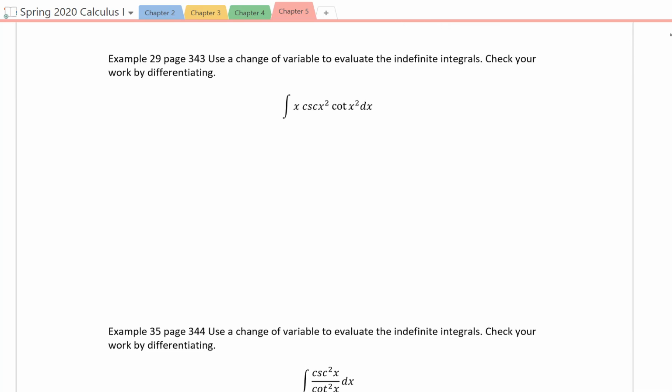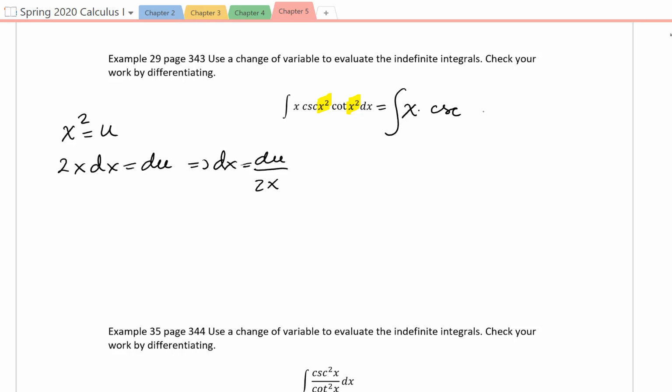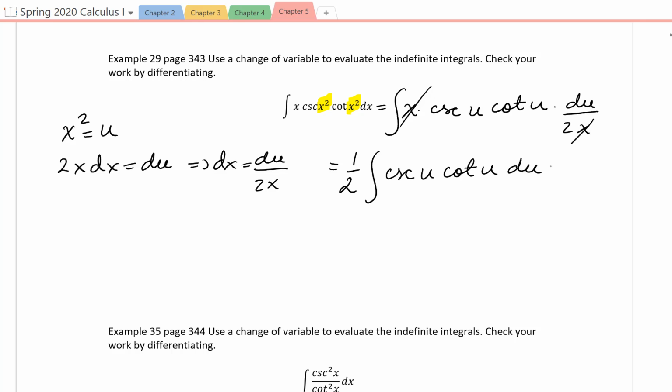Let's see some trigonometric ones. Use a change of variable. Integral of x cosecant squared, cotangent squared, so x squared equals u. 2x dx equals du. dx equals du over 2x. So integral of x times cosecant of u, cotangent of u, times du over 2x. x and x cancel, a half comes in front, cosecant of u, cotangent of u, du, and I'll let you finish this one because it's just a formula.